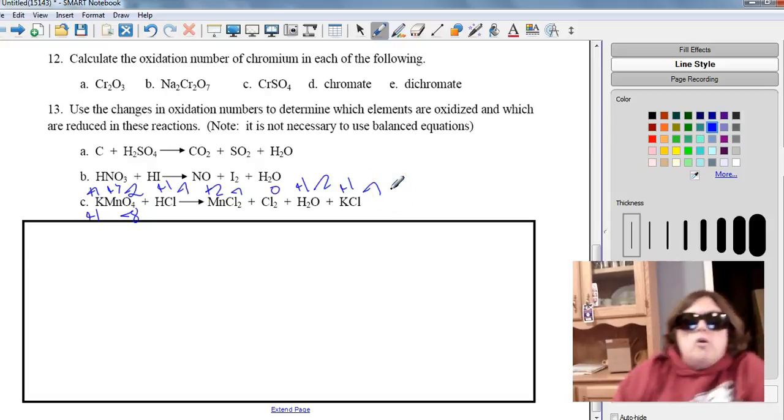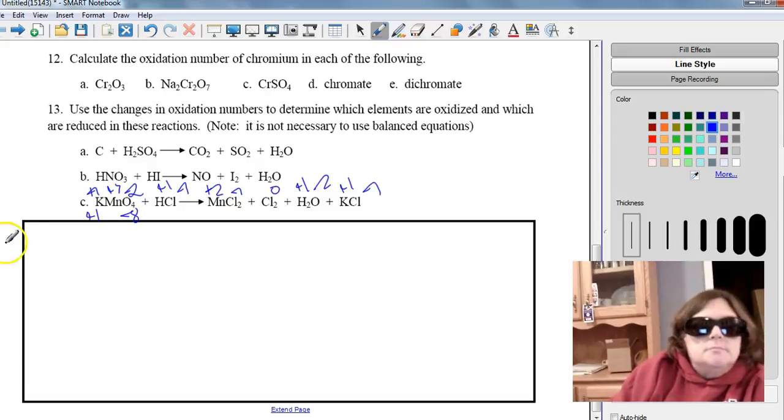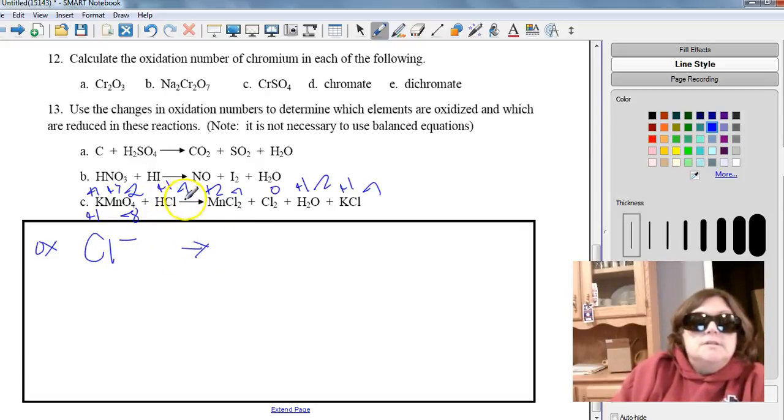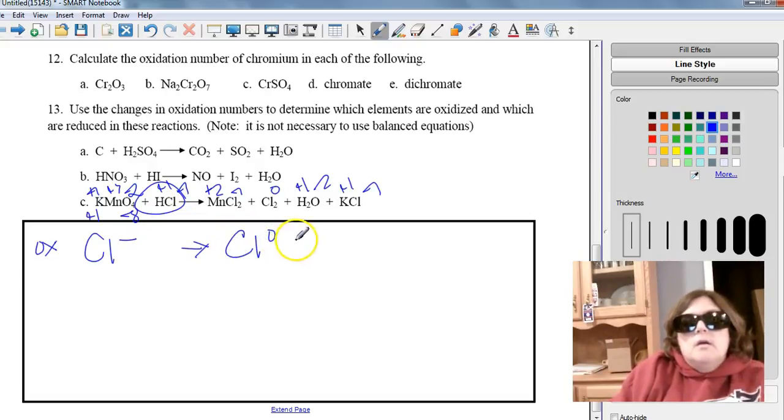Hydrogen's a plus 1, oxygen's a minus 2, potassium's a plus 1, chlorine's a minus 1. So, who is being oxidized? Potassium doesn't change. Manganese is going from a 7 to a 2, but the charge is going down, so that is not oxidation. Oxygen stays the same. Hydrogen is the same. Our chlorine is, in fact, our oxidized friend. The species the chlorine is in is hydrochloric acid. We're going to make a chlorine that's neutral. Each chlorine is going to lose 1 electron.